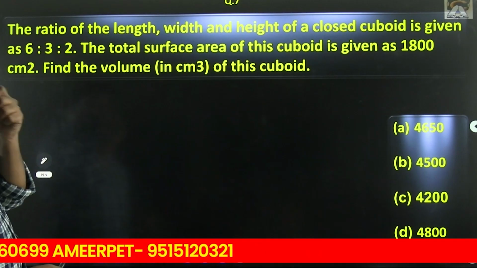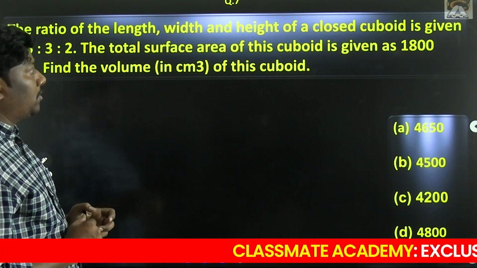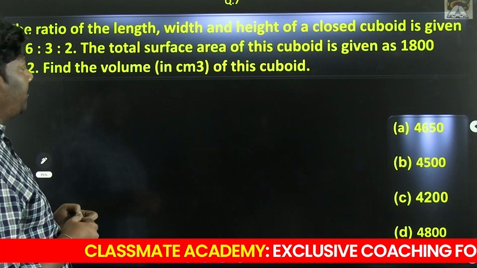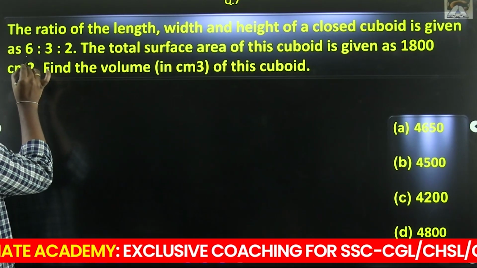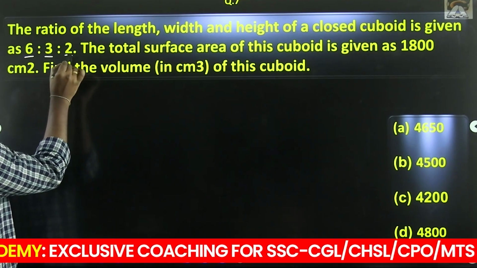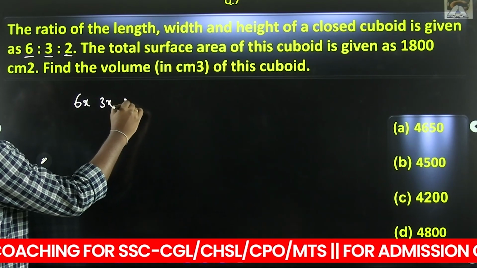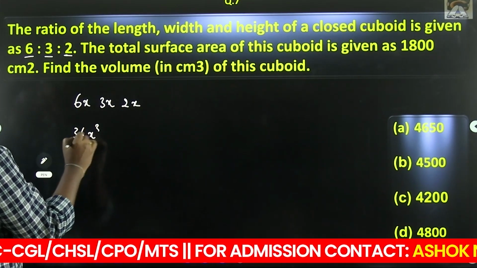The ratio of the length, width, height of the closed cuboid is given as 6:3:2. The total surface area of the cuboid is given as 1800 centimeter square. Find the volume of the cuboid. Definitely, I would say the sides are 6x, 3x, 2x if I take them. The volume will be simply 36x cube.